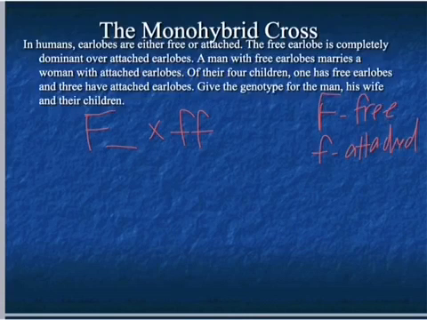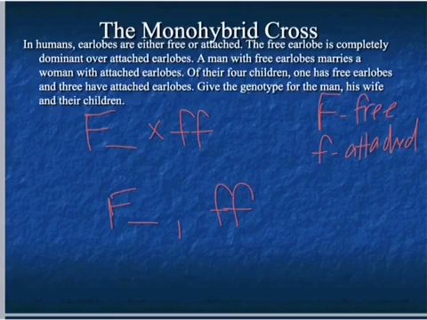Of their 4 children, 1 has free earlobes and 3 have attached. So 1 has those free earlobes. Again, we don't have enough information. And, hold on, I don't want to use an X there because that would imply that they're married. There's 1 that's free earlobes and then 3 that have attached earlobes. Give the genotypes for the man, his wife, and their children.